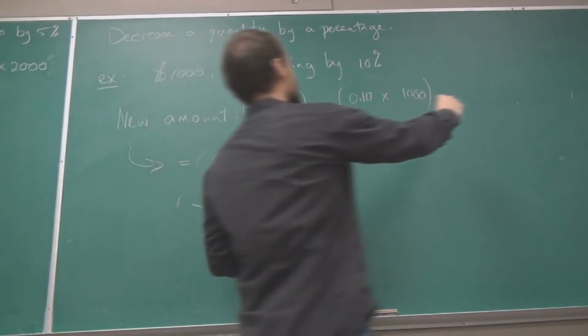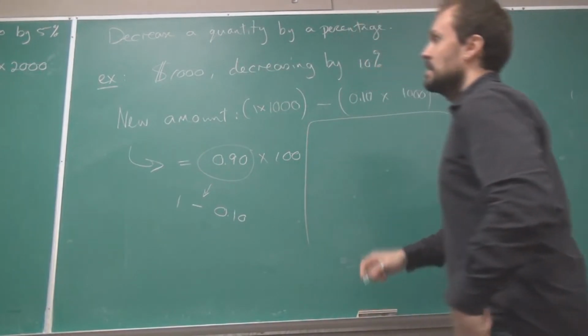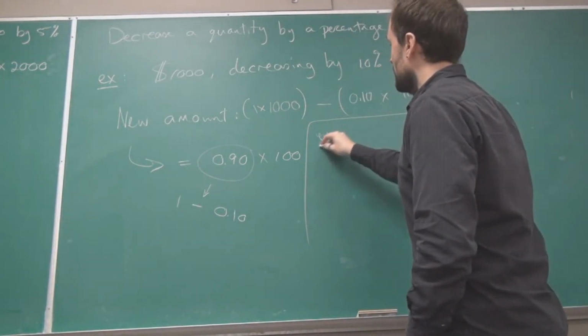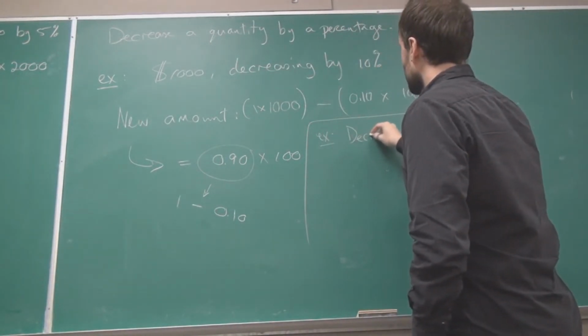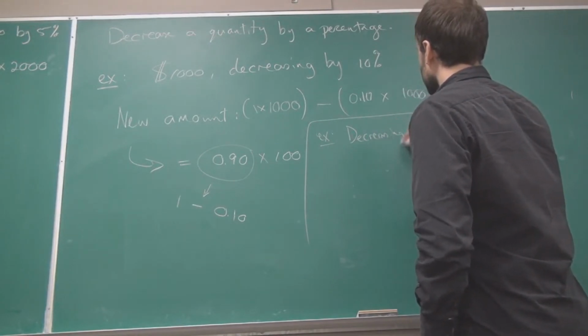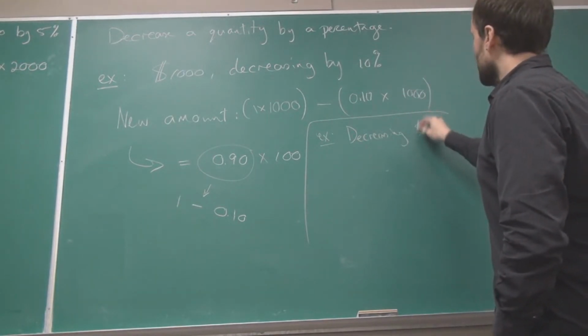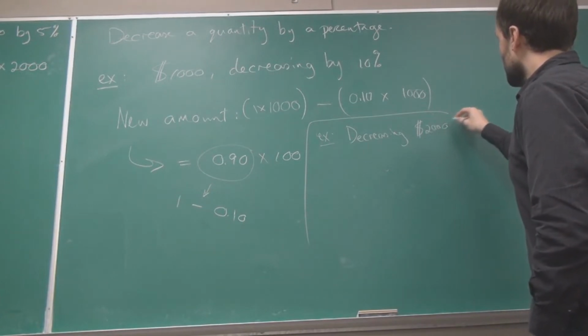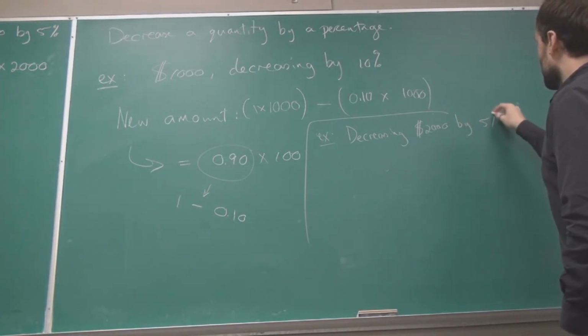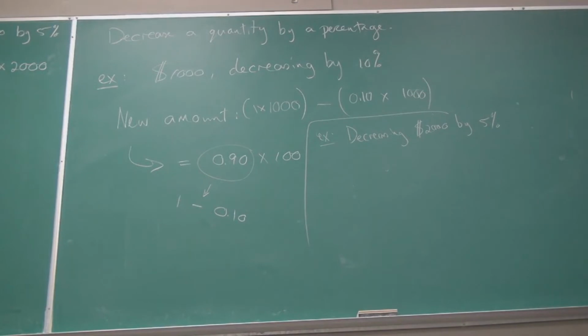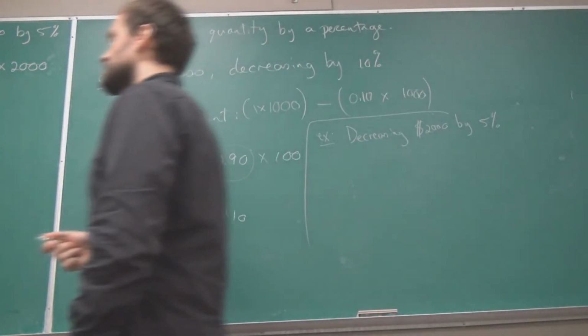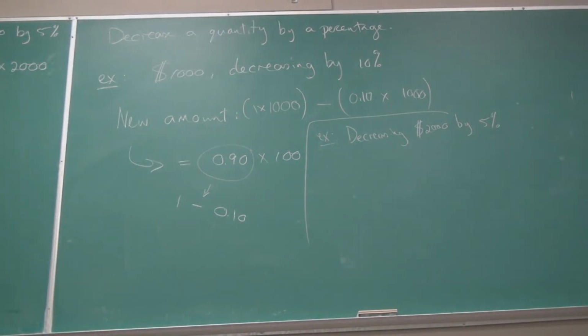If I squeeze in here a little second example, I'm decreasing $2,000 by 5%. That's not a big sale, but it is a sale. It is a discount. What is the calculation? Notice here that I don't calculate any answers, because that's not the challenge. The challenge is setting it up.